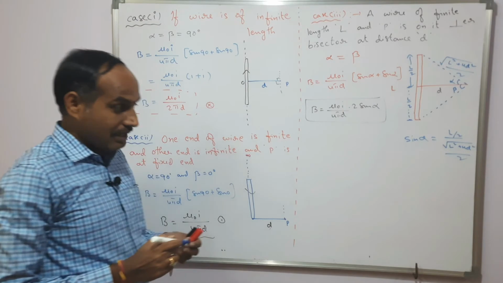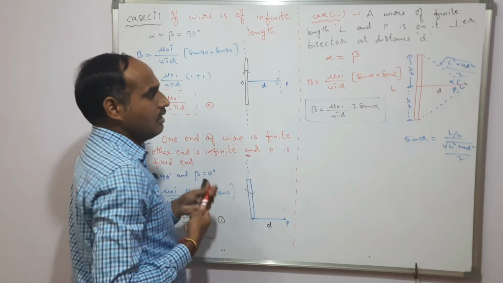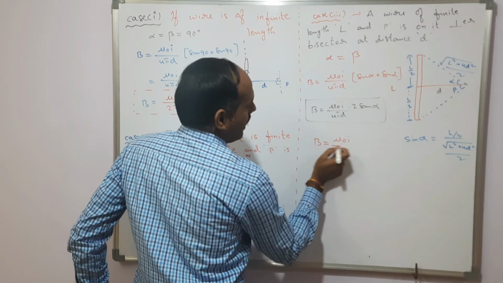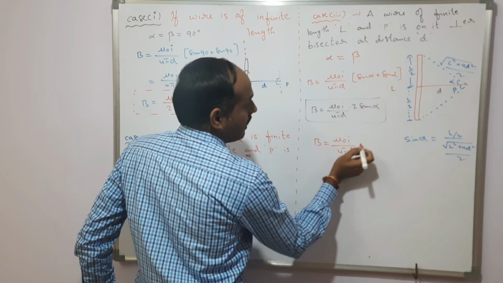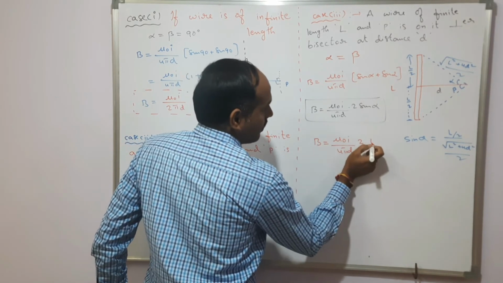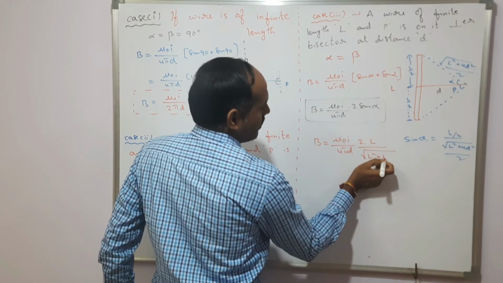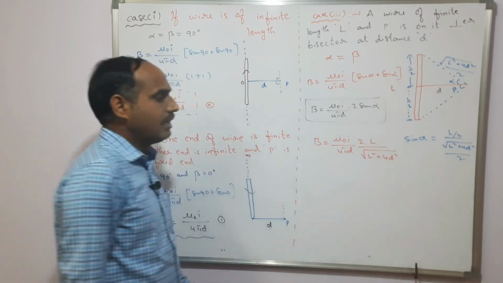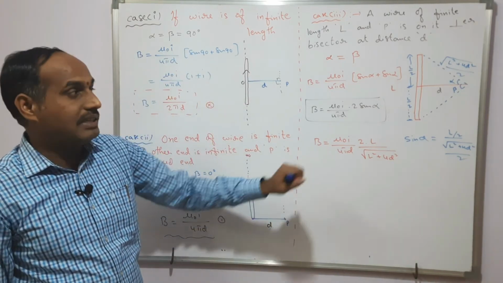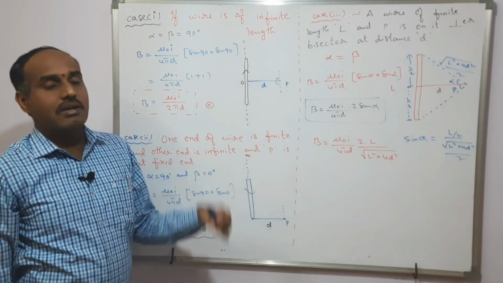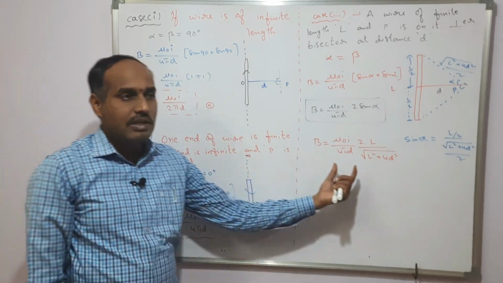This 2 gets cancelled. When 2 gets cancelled, we can write the expression for B as mu naught I by 4 pi D of 2 times L by under root of L square plus 4D square. If the length of the conductor is given, you may use this equation. If length is not given, just the angle is known, then by using this, we can find the magnitude of magnetic induction due to this conductor.